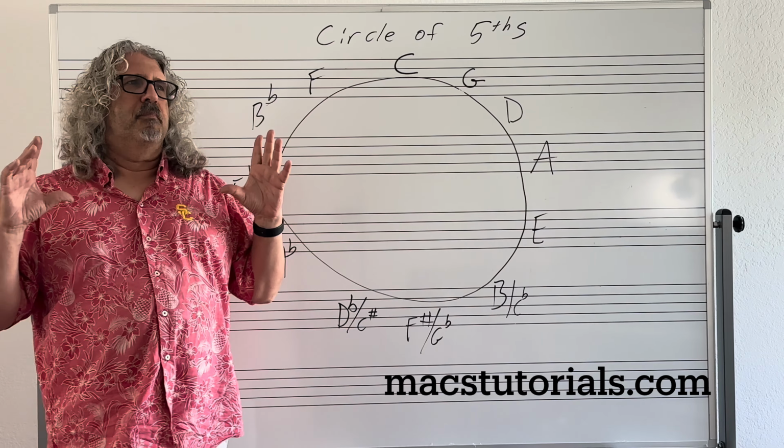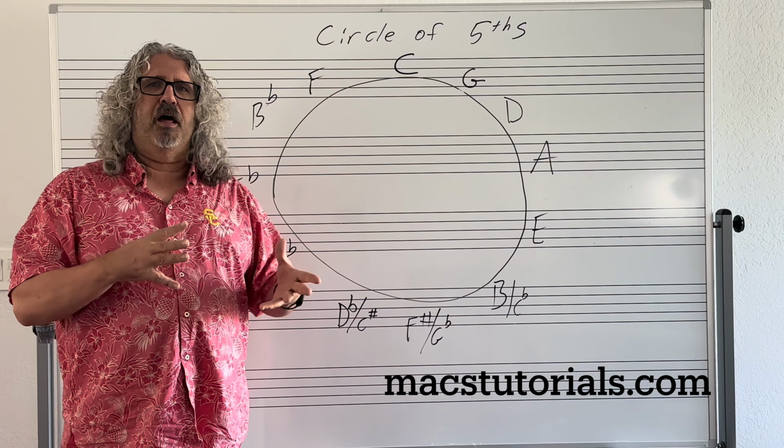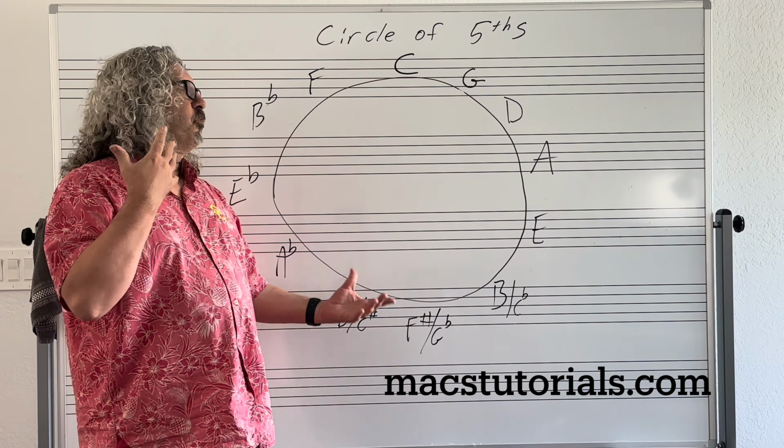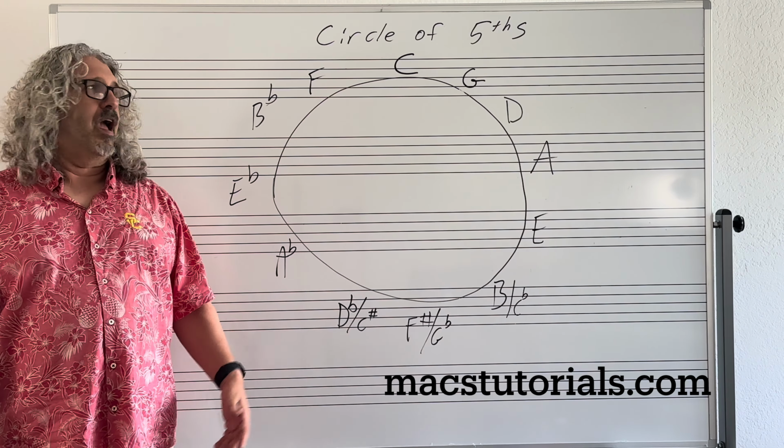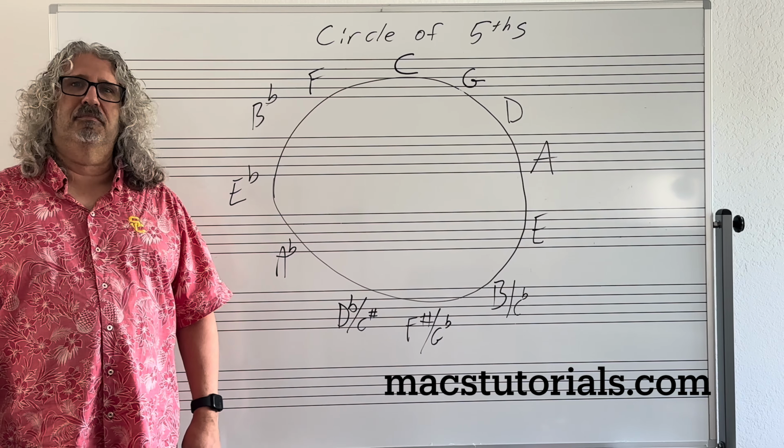That's what the circle of fifths means. Take the worksheet, print it out, put it in a folder, get really comfortable with it, and it's a nice way to help you memorize your circle of fifths and your key signatures. That's it. That's all it is.